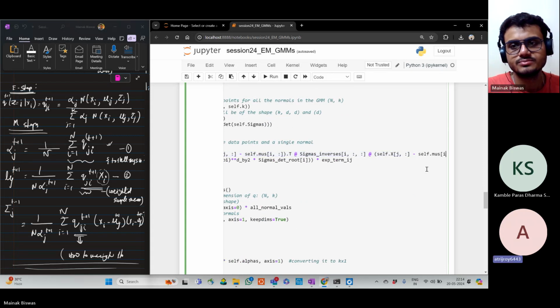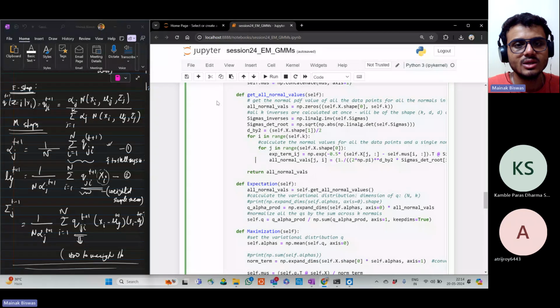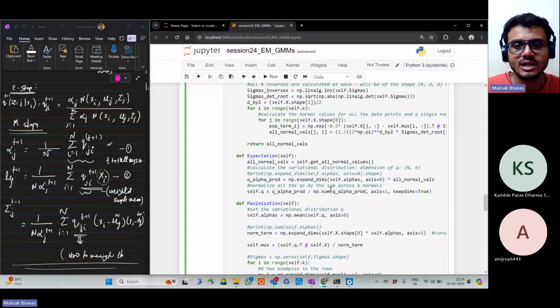So this will give me all the mu values in the expectation step. What am I going to do? I'm just going to divide by the sum of all the... So the first dimension here is the dimension across all the mixtures. So I'm dividing by the sum of that, and I'm going to get all the QIs.